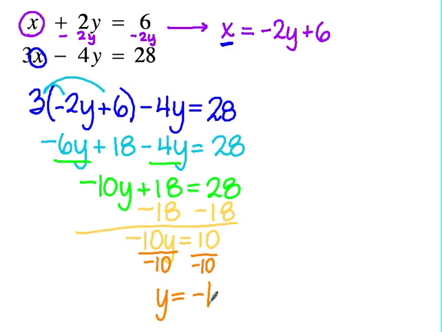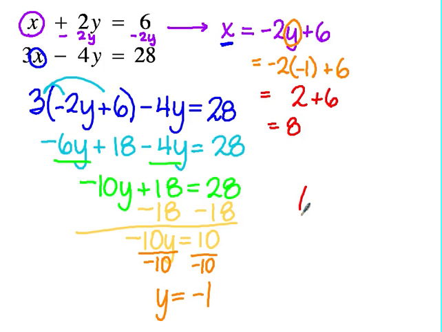So now I'm going to go back to that equation up here that I substituted in. And I'm going to plug in negative 1 right here. Okay? So I end up getting negative 2 times negative 1 plus 6. What is negative 2 times negative 1? Plus 6 is 8. So my ordered pair, remember, is x comma y. What is the x? What is the y? There you go. That is your solution.